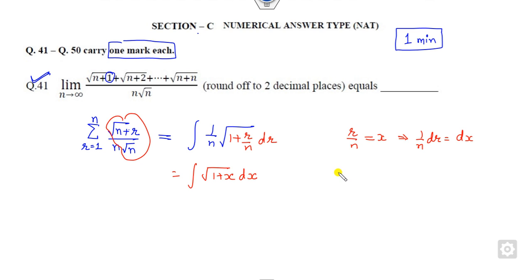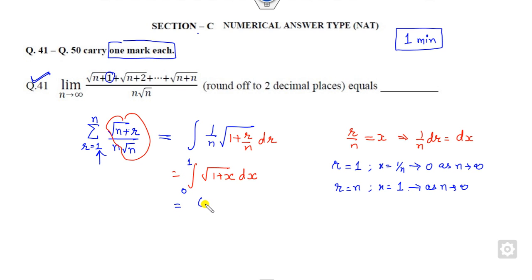Now what are the limits? When r is 1, the lower limit, x is 1 by n, but it goes to 0 as n approaches infinity, so this limit is 0. When r is n, the value of x is n by n, which is 1 as n approaches infinity, so that limit is 1. Now you can solve this integration and you will get the right answer as 2 by 3 over the limits 0 to 1. So 2 by 3 is outside, and it will be 2 raised to the power 3 by 2 minus 1. So this is 2 by 3 of root 8 minus 1.